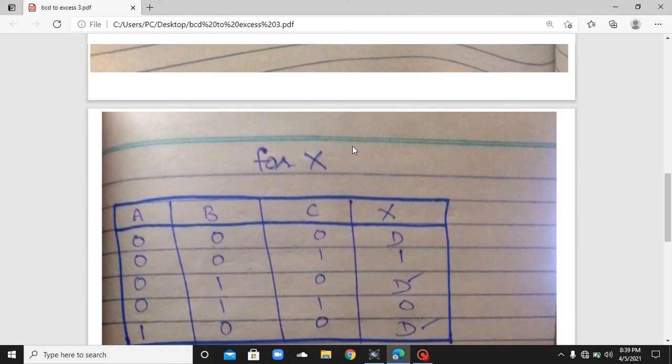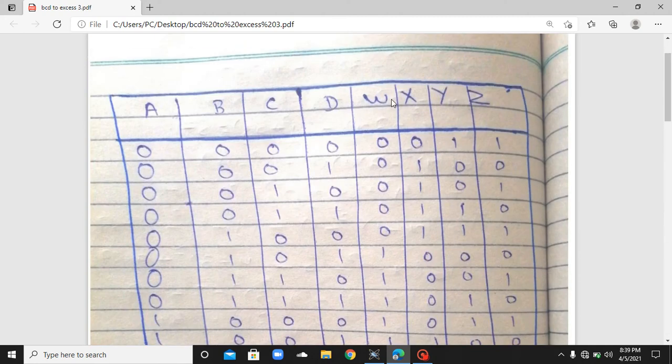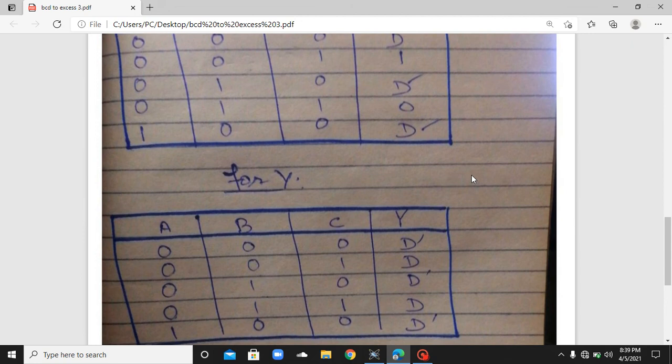You can pause the video and check how this truth table and the circuit work.